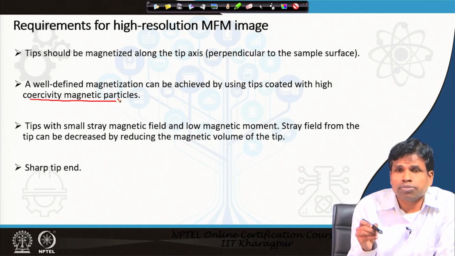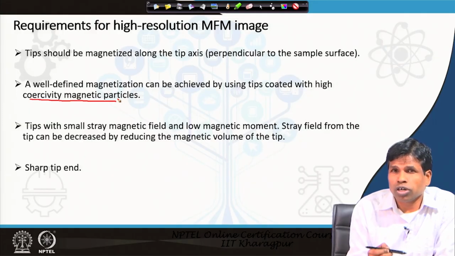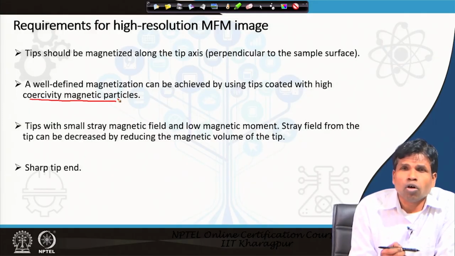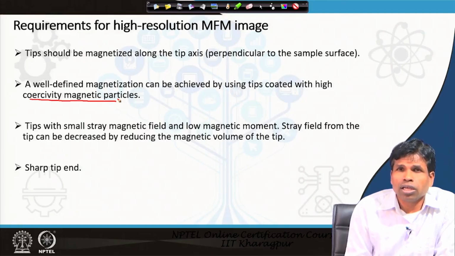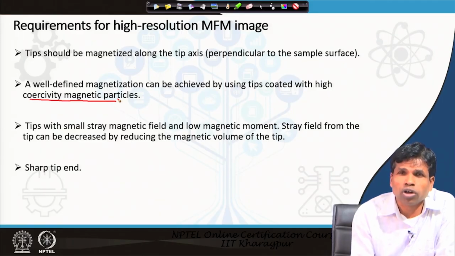We need high coercivity magnetic materials to be coated on the tip surface, because the tip magnetic moment should not be influenced or changed by the sample magnetic field. In case the sample is a strong magnet, or it is a magnetic hard disk, the strong magnetic field of the sample can vary or demagnetize the tip if it has a low coercivity. So, a tip with a high coercivity is required for magnetic force microscopy studies.